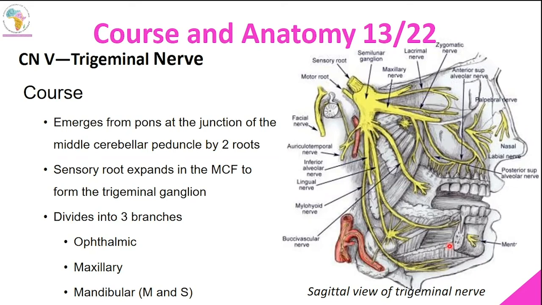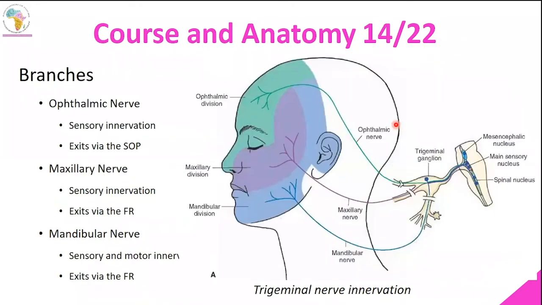So with regards to exiting the cranial cavity, the ophthalmic branch exits the cranial cavity through the superior orbital fissure, just like the oculomotor nerve and the trochlear nerve, while the maxillary branch exits via the foramen rotundum, and the mandibular branch exits via the foramen ovale. So this just shows the branches of the trigeminal nerve and where they supply.